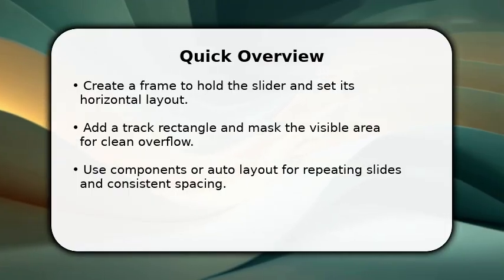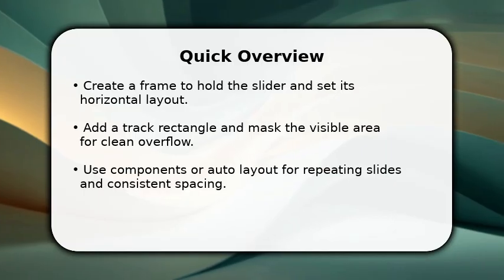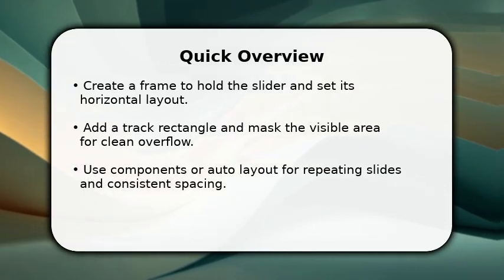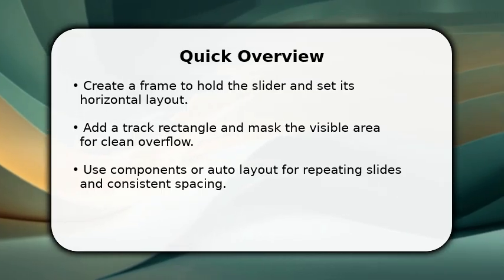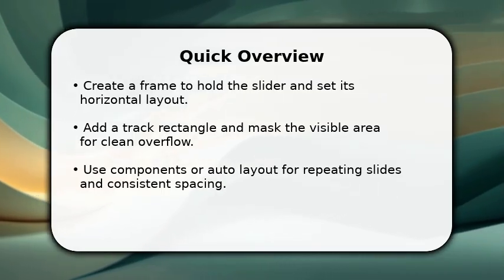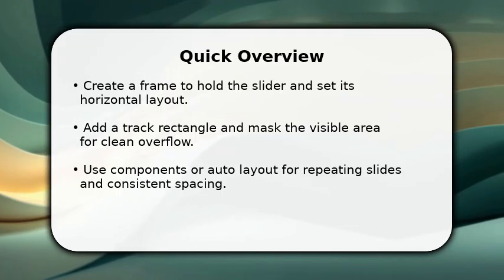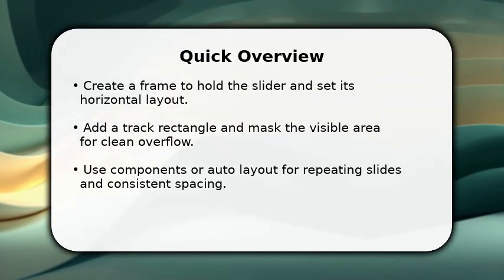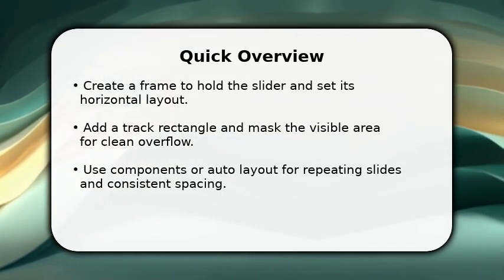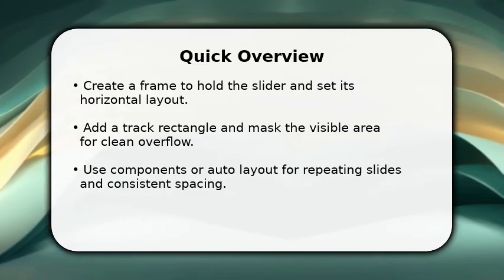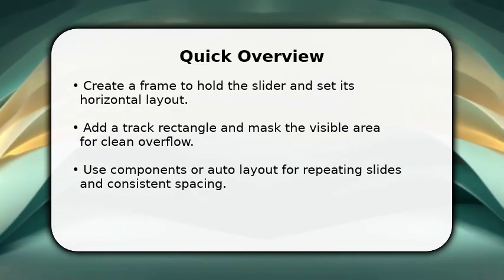In this video, I will show how to make a horizontal slider in Figma, an easy method. Start by creating a frame and set it to the width you want, then draw a track rectangle and apply a mask for overflow. Convert one slide into a component, duplicate it with consistent spacing using auto layout, and use horizontal scrolling on the frame. Finally, test interactions and tweak easing for smoothness.